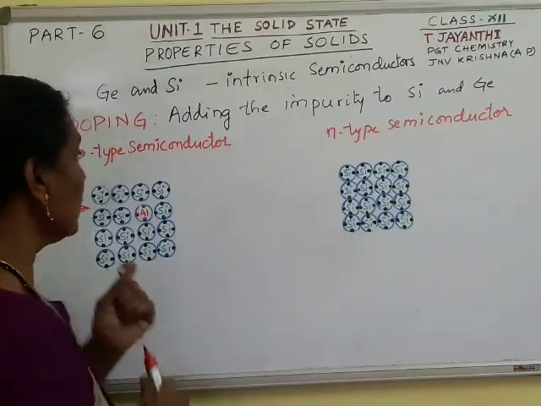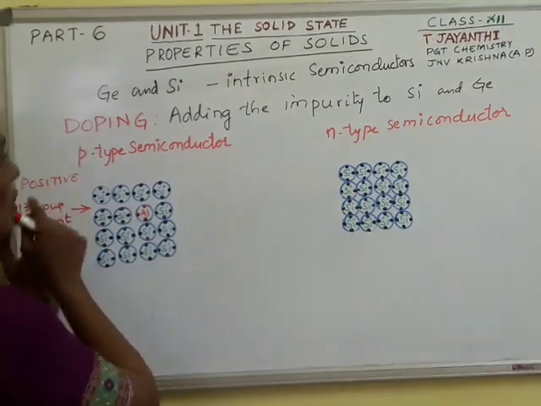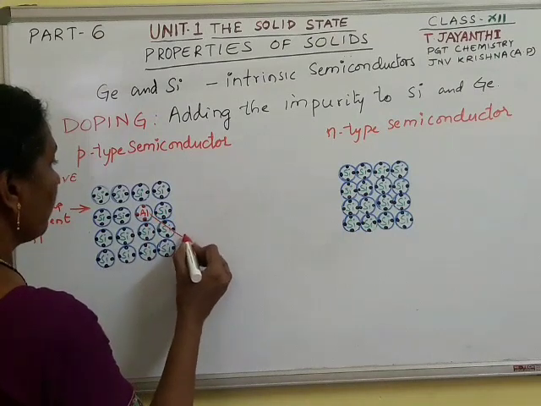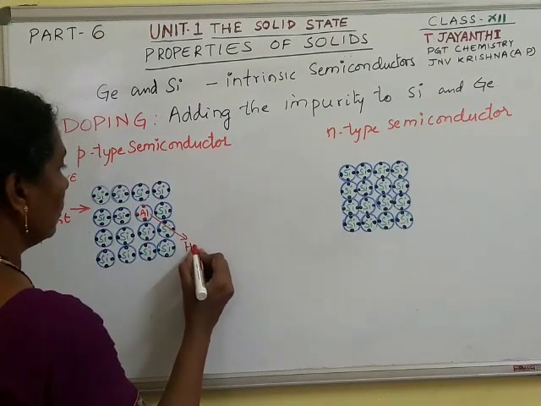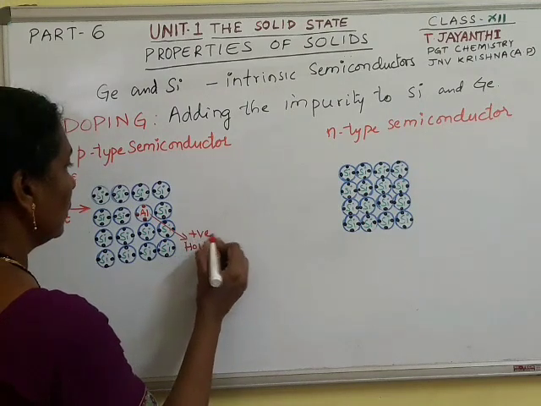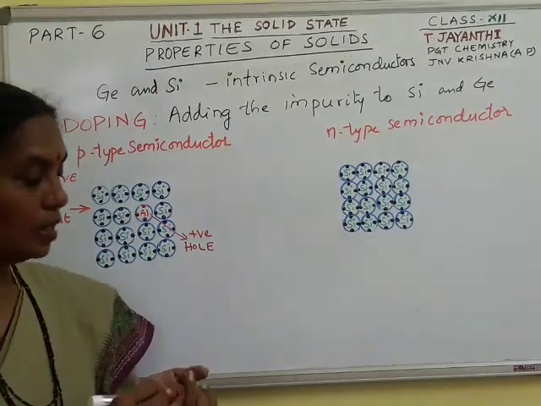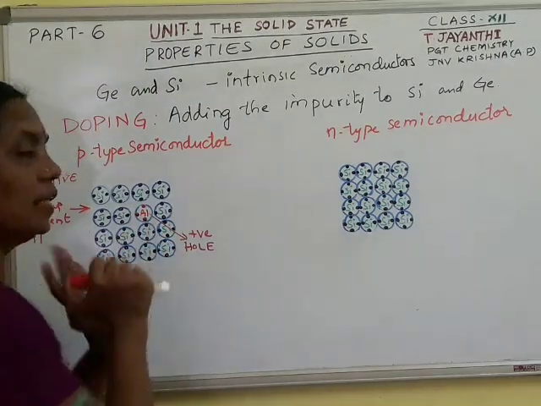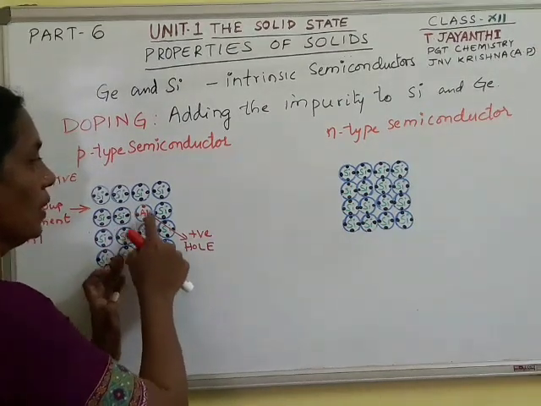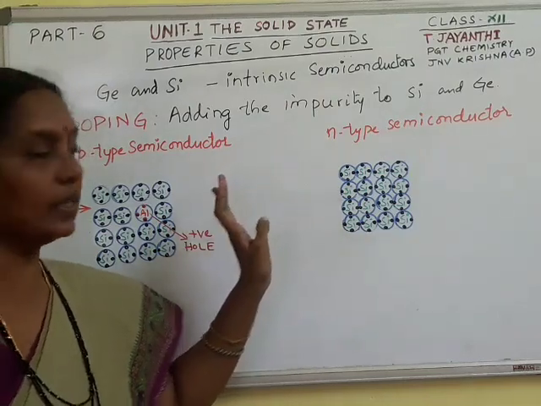There is no negative charge here. There is a vacant space, and that vacant space is called the positive hole. It is called a positive hole because the electron is not there. Now there is a vacant hole here, so the electrons are able to shift from this place to another place. Due to that, the flow of current will take place.